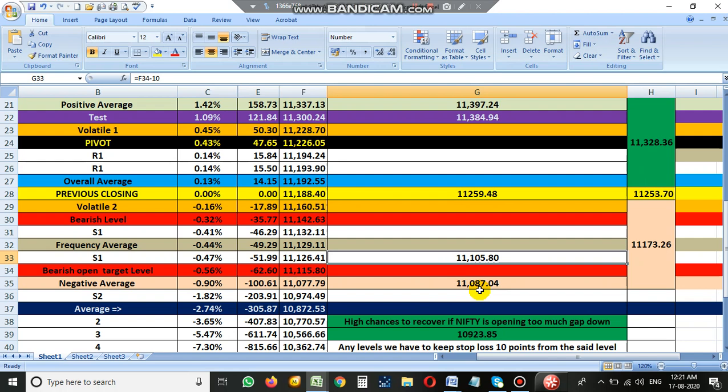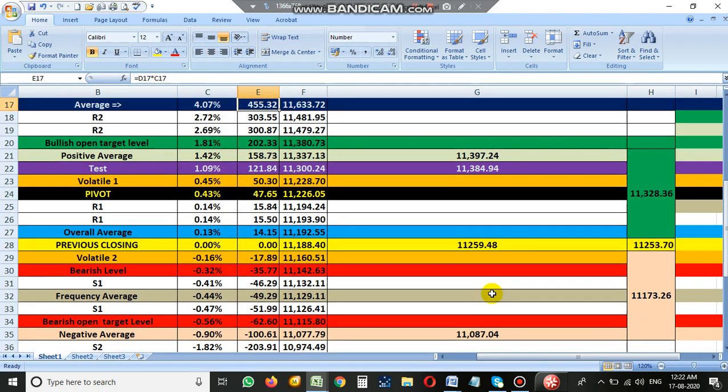If anything breaks a further 10 points from that stop loss, it gives minus 10 points, 11,067.75. If it is breaking, then it will go to the next level, which might be the average of 11,026, or it might be 10,974. These two levels it has a chance. So these levels we need to watch out.